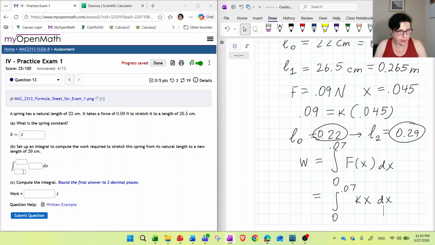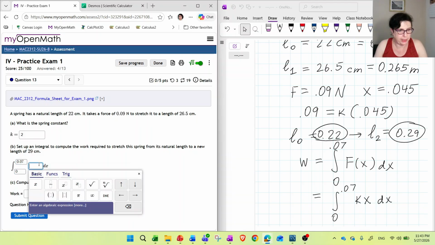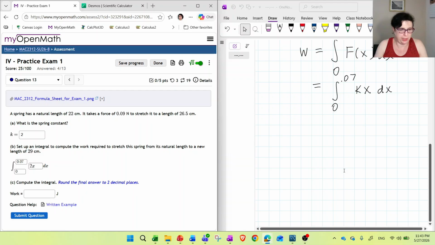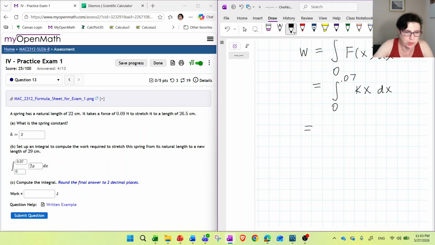All right, so let me go ahead and start filling this out. This is 0 to 0.07. Now my k is 2, so I'm going to have 2x dx. This integral is super easy, and these problems generally are easy as long as you remember to convert everything to the correct units. That's what trips most people up.